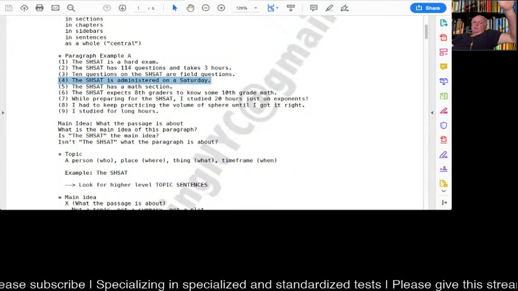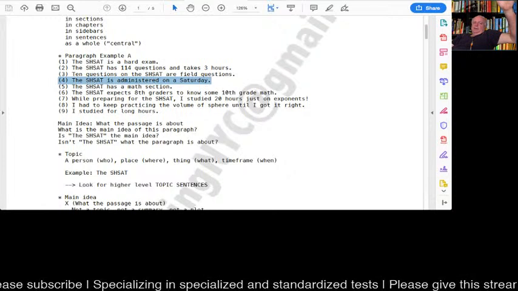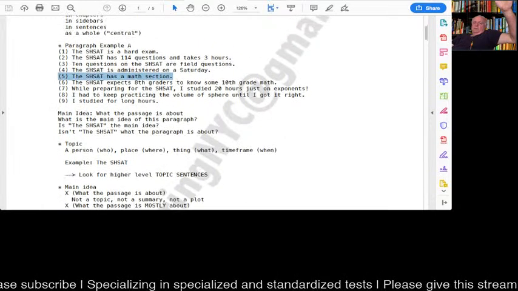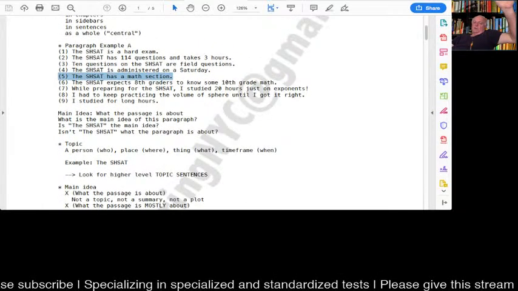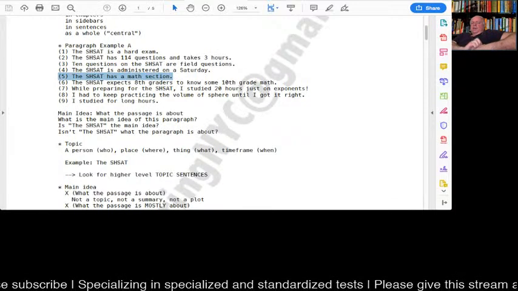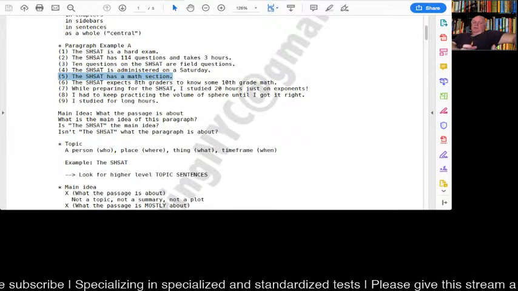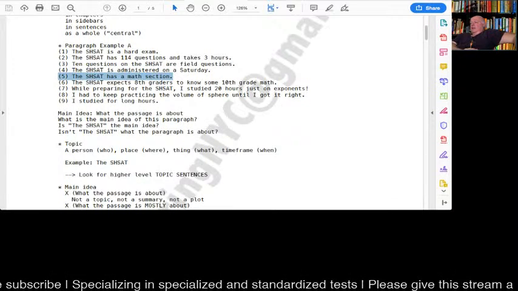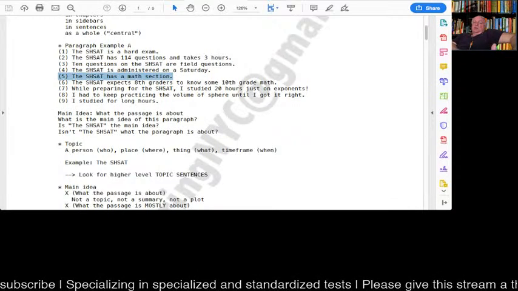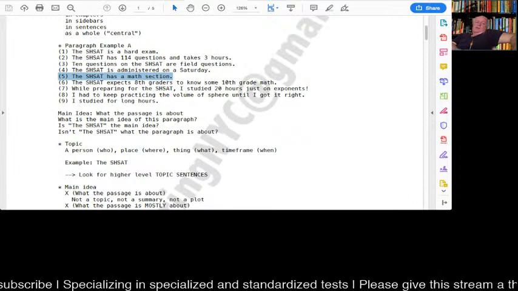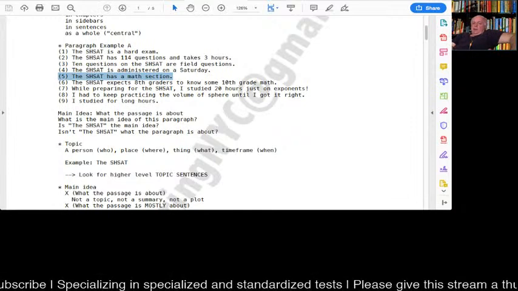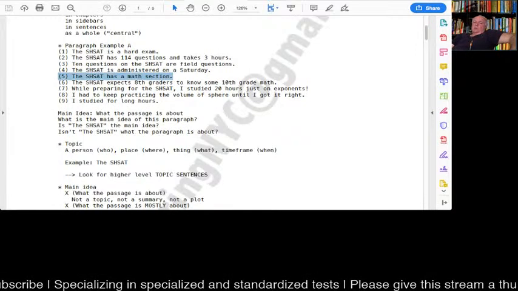Okay, so we can remove that. Okay, the next line is a little more slippery. So is line number 5 important? Because it says the SHSAT has a math section. So is that in and of itself saying that the SHSAT is hard? Now, if you think math is hard, you might connect it and say, oh, therefore the SHSAT's hard. But what if you're a genius in math? Do you then think the SHSAT's hard? So line number 5, in and of itself, could also be removed.